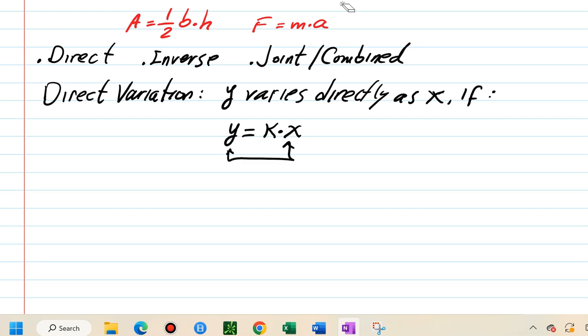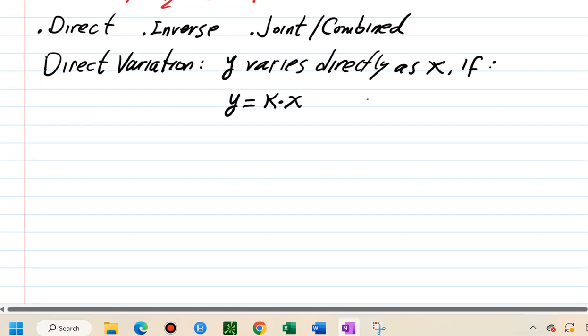Now the reason it's called direct is because as x increases, depending on k, of course, let's say k is positive, in that case, as x increases, that affects y directly. y increases also. If x decreases, then y decreases as well. Again, depending on k, but that's the idea of direct variation.